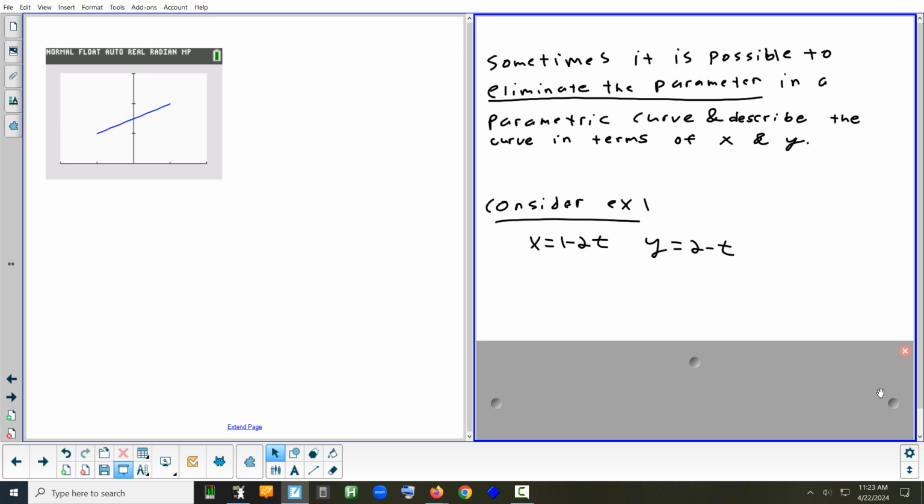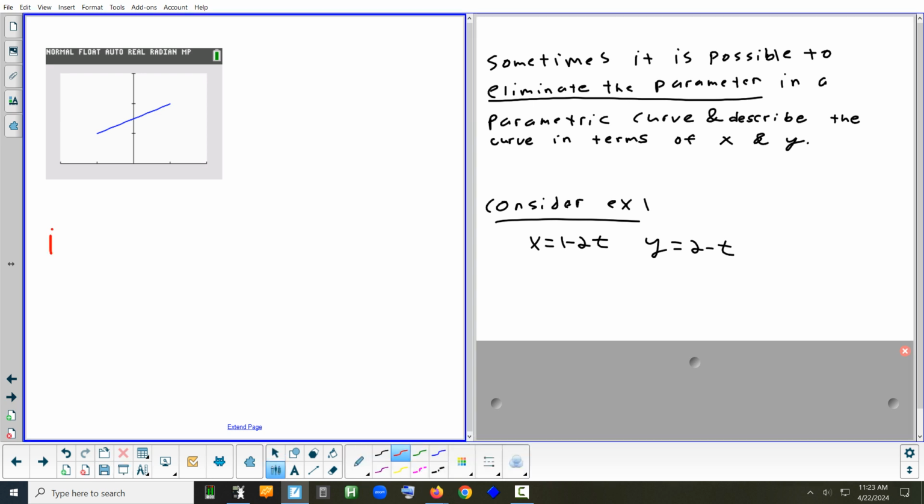Okay, so I'm going to give you a hint at the first step. The first step is to solve the x equation for t. Solve the x equation for t.